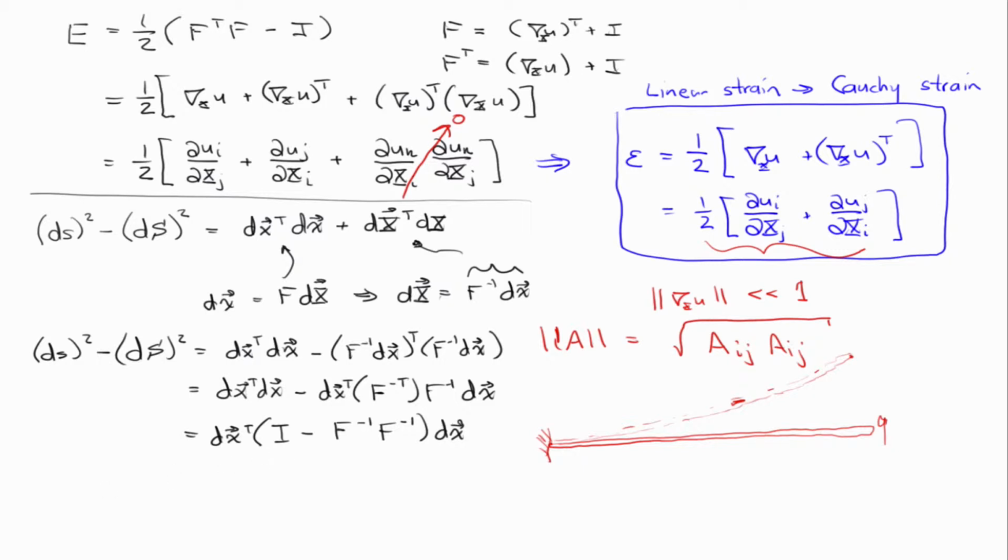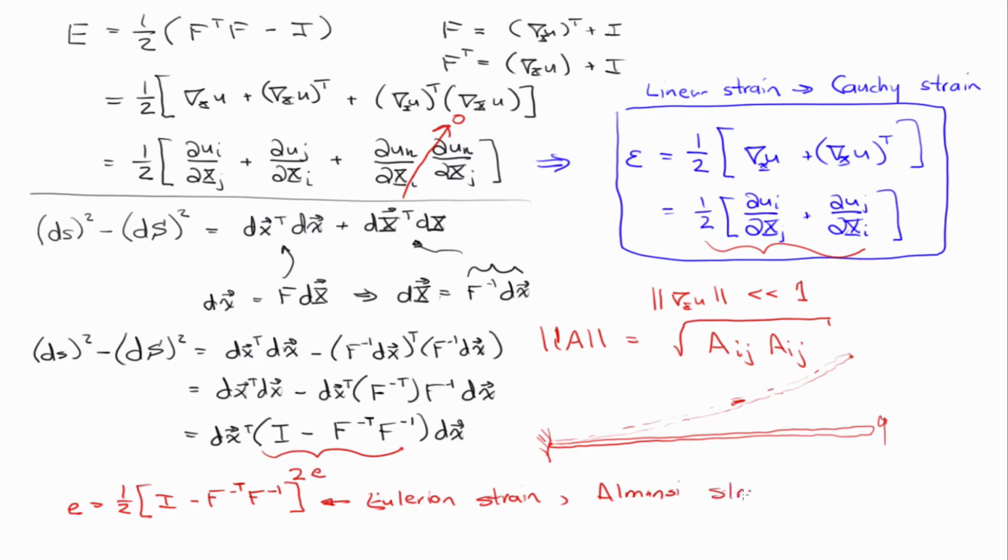And so we're going to call this thing 2 little e. So then little e is 1/2 (I minus F inverse transpose F inverse), and this thing is called the Eulerian strain or the Almansi strain. Again, the names Green strain, Almansi, they come from the people who first published this.